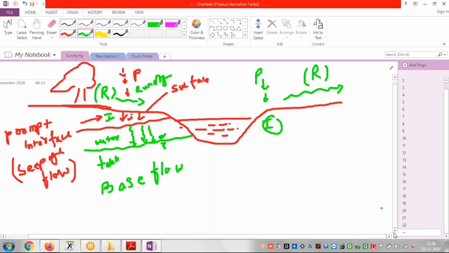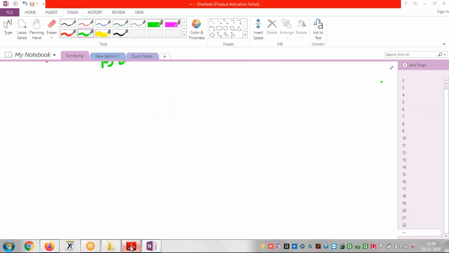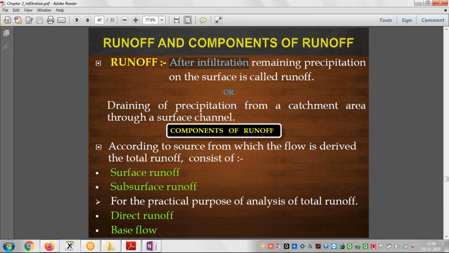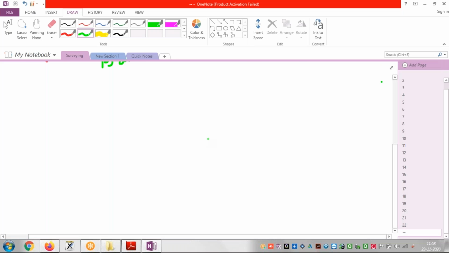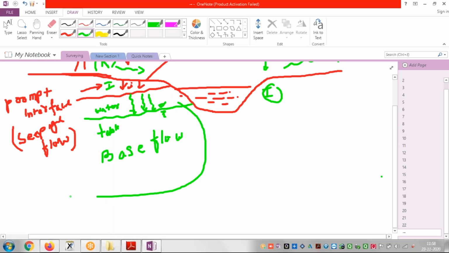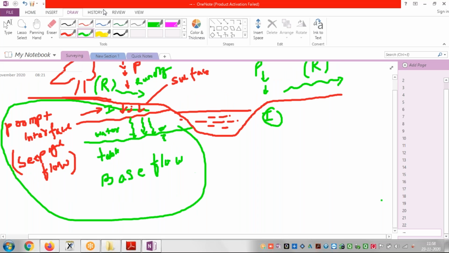Now, if we go into depth, runoff is the remaining precipitation on the surface after infiltration. What I told you here: once the whole soil is filled with water, it will not accept any more water. Then this water will flow and go into the river, right? This is the river. This phenomenon is called runoff.